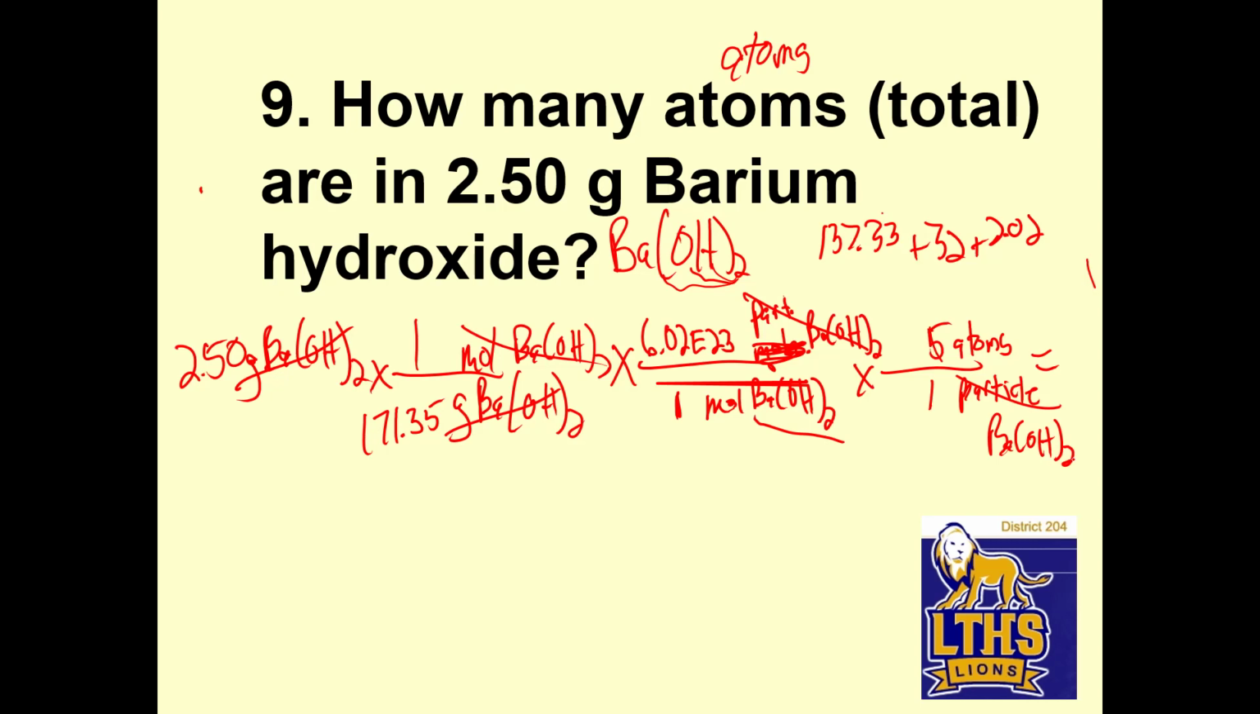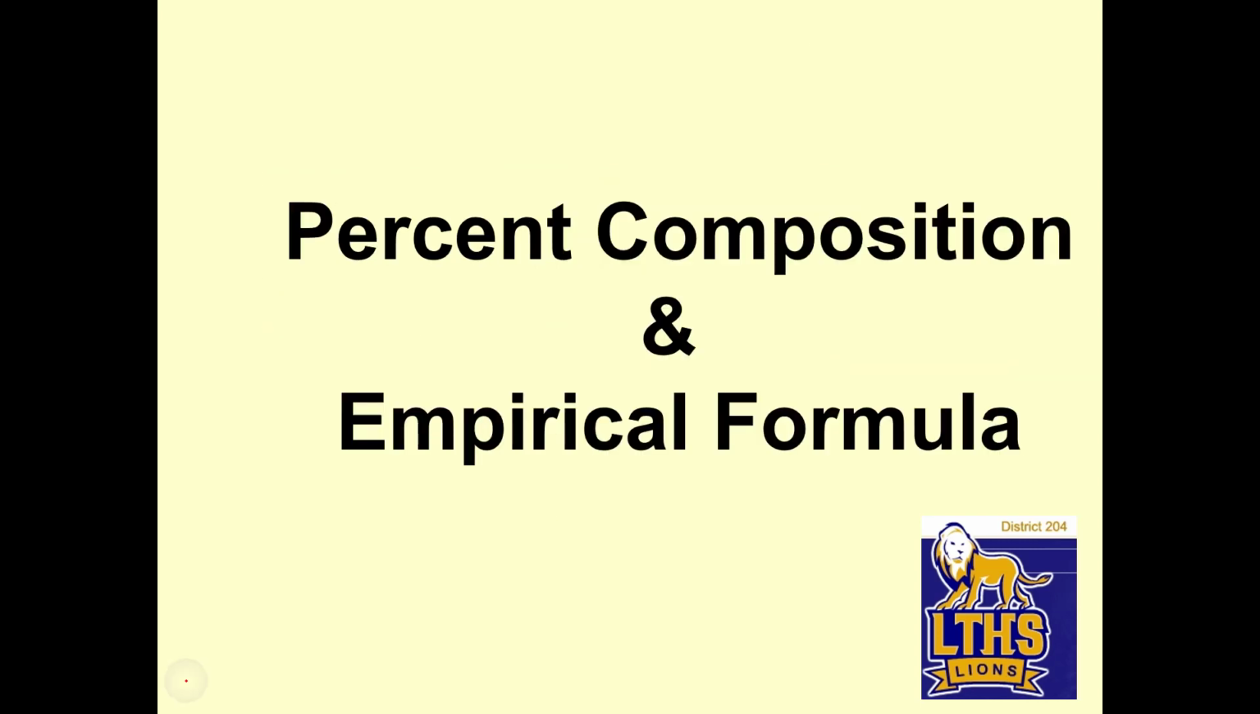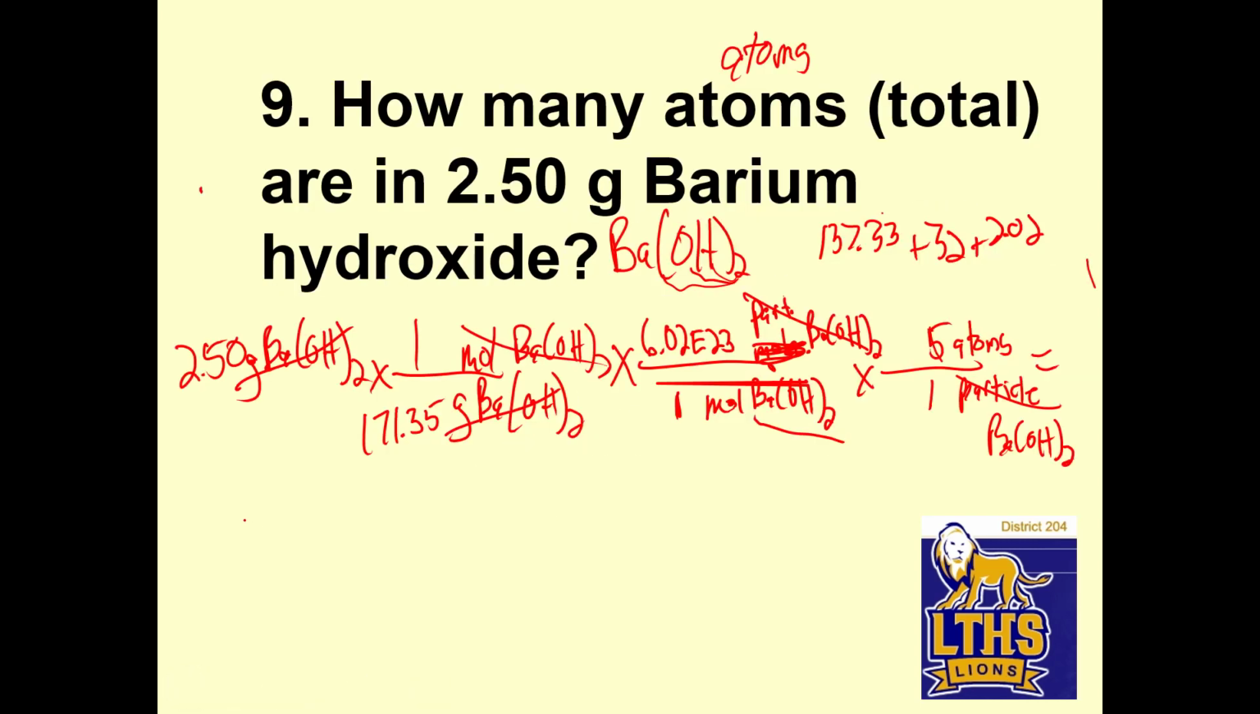So how do I get 6.02 in my calculator? You hit the second button. Then you hit the comma button. That comma button is above the 7. Here's the number 7. You put it right there. And then you would hit 23. That's the easiest way to do scientific notation.